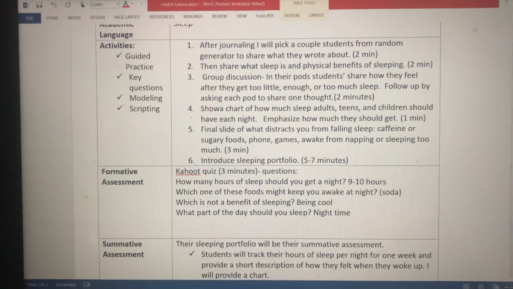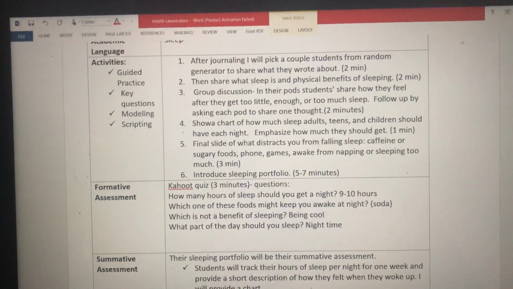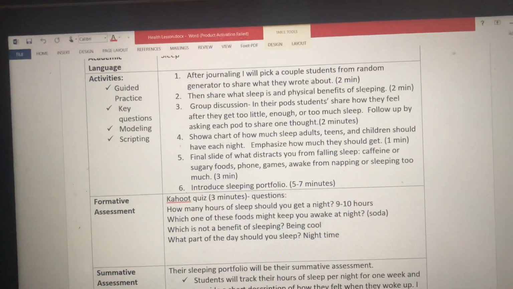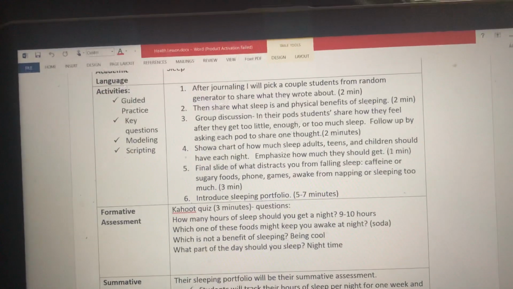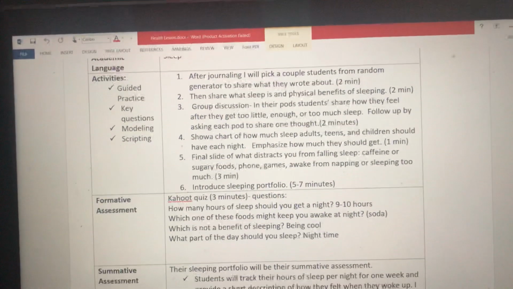Then it'll turn into a group discussion where students in their pod groups will share how they feel based off past experience of what happens when they get too little, enough, or even too much sleep. And to follow that up, I'll ask each pod to share one thought that they had, and it doesn't matter who.